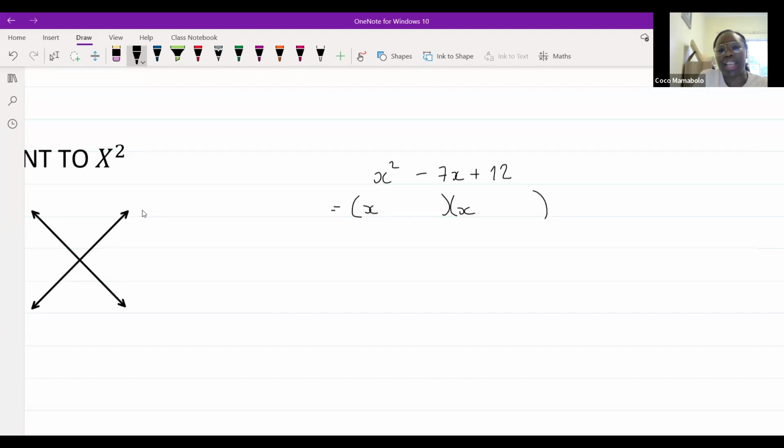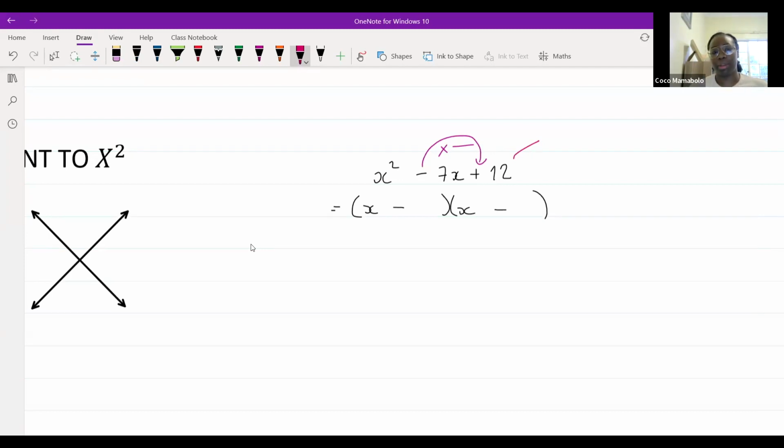We know that one of our signs is going to be a negative. Good. And then I know that a negative times a negative will give me a positive. So my other bracket must also have a negative. Then I'm going to need factors of 12 that when added to each other are going to give me negative 7. What are those 2 numbers?